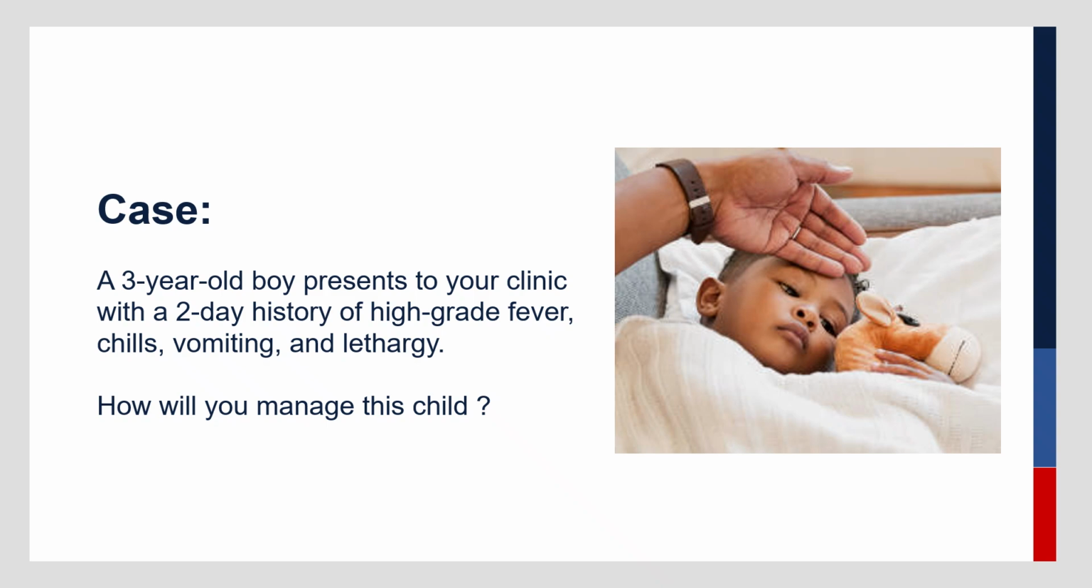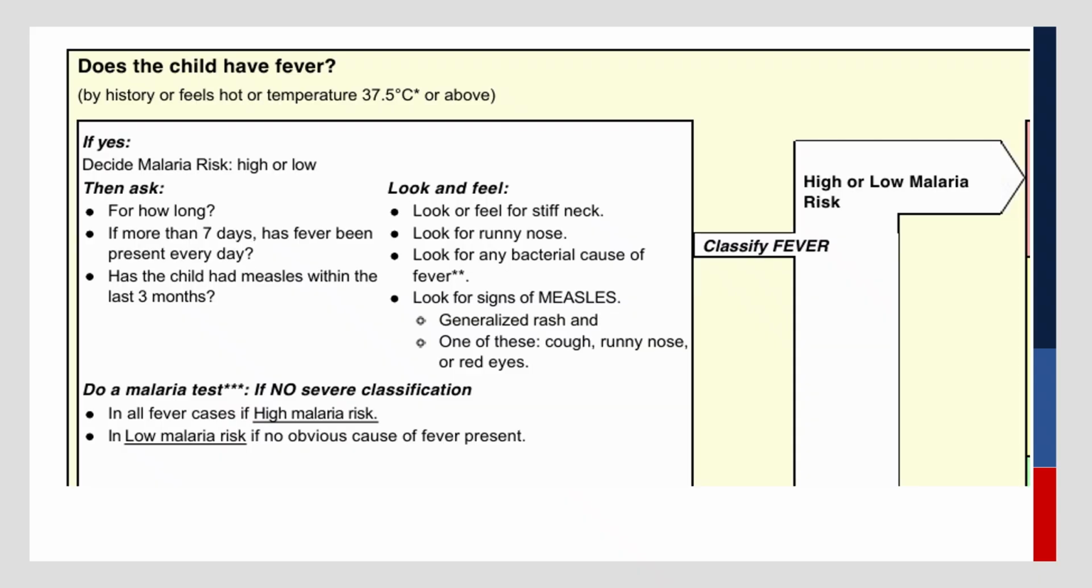Let's discuss a case. A 3-year-old boy presents to your clinic with 2-day history of high-grade fever, chills, vomiting, and lethargy. How will you manage this child? Now let's look again at what IMCI says. According to IMCI, does the child have fever? If yes, you have to decide whether the risk of malaria is high or low.